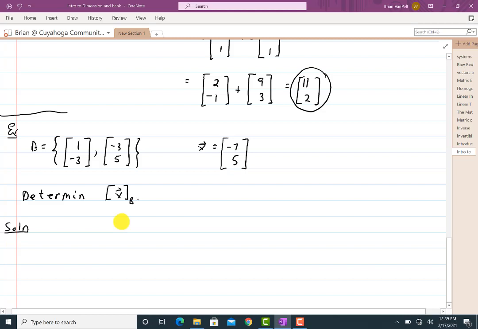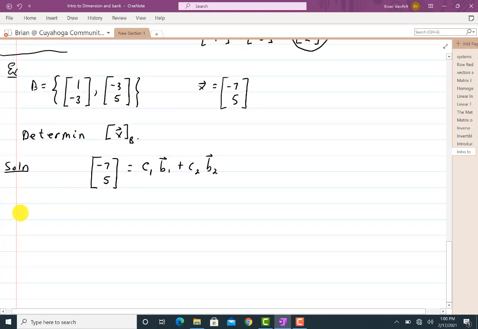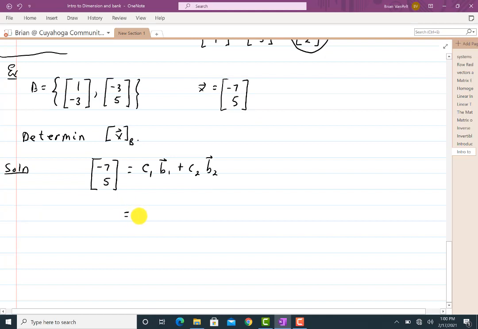This is a little bit different. Here, what we want to solve is the following. We want to get (-7, 5). In order to get the coordinate vector, I need to find a scalar C1 and another scalar C2 such that this happens. Let me continue. C1 times (1, -3) plus C2 times (-3, 5).